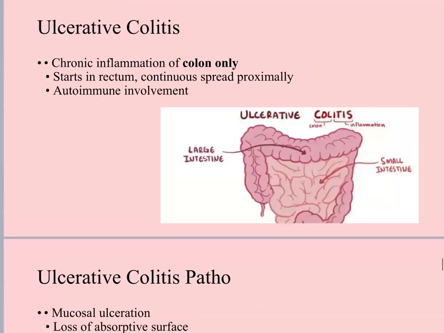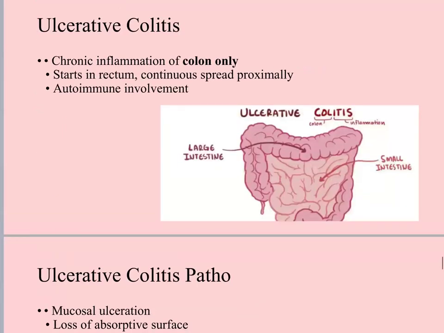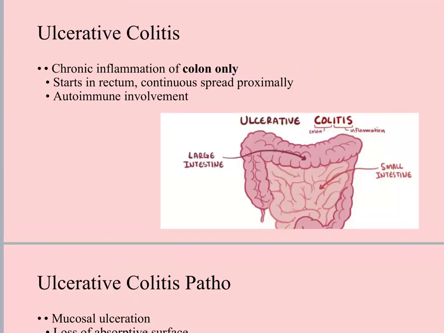So ulcerative colitis: this is chronic inflammation of the colon only. So not the small intestine, but the large intestine, the colon. This starts at the rectum and continues to spread. And this is an autoimmune illness.